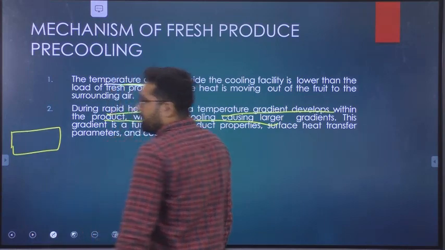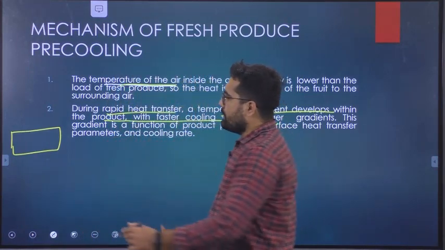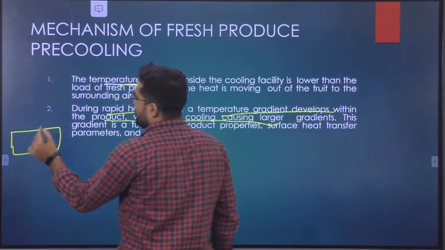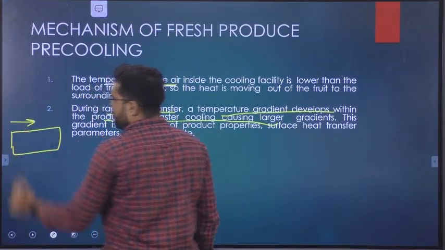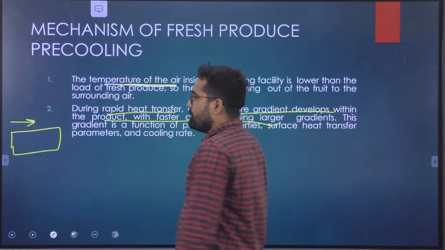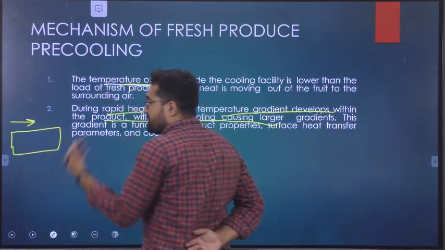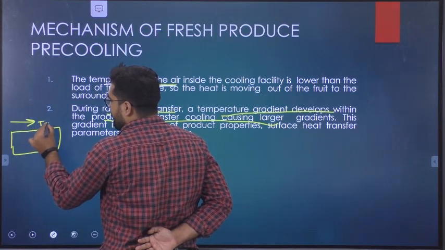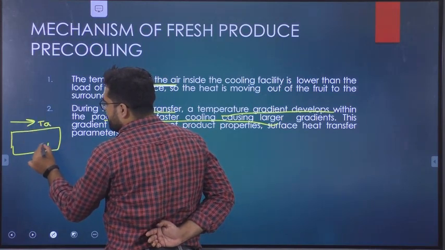Okay, so what will happen? Suppose we are forcing air from the top. So what will happen? A temperature gradient will occur. Suppose the temperature of the air is Ta and the temperature of the product is Tp.